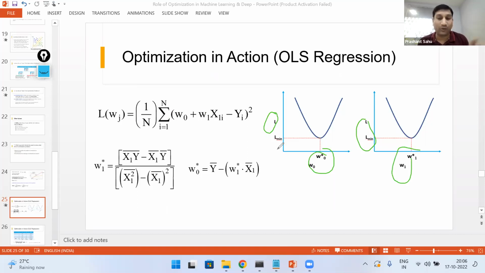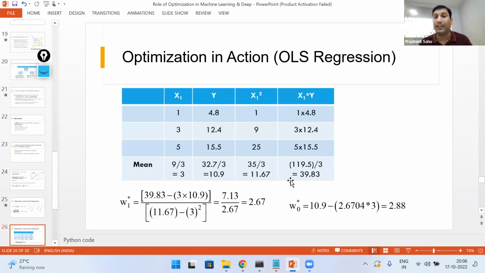And then when you solve all that, this is the final thing that I get. Okay, so how do I use this equation? I have one slide where I am actually going to use this equation. This was my dummy data, and I just plug in the values.